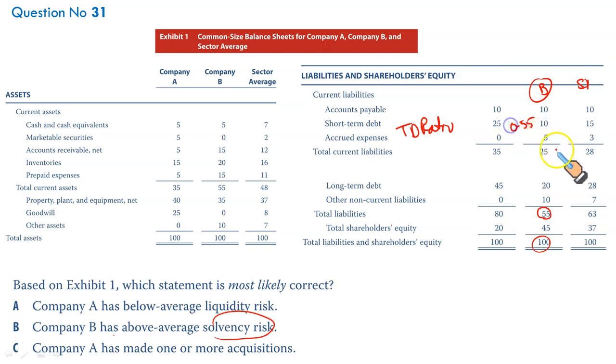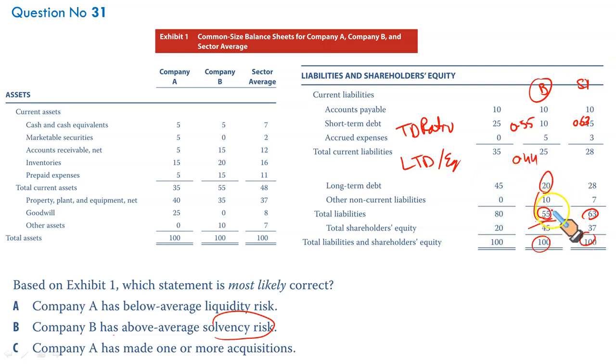0.55 for B. And for the sector average, it is going to be 63 by 100, so 63 by 100 will give you 0.63. Next, we'll use the long-term debt to equity ratio. So for company B, it is going to be 20 by 45. This is your long-term debt, 20 by 45. 20 by 45 will give you 0.44.